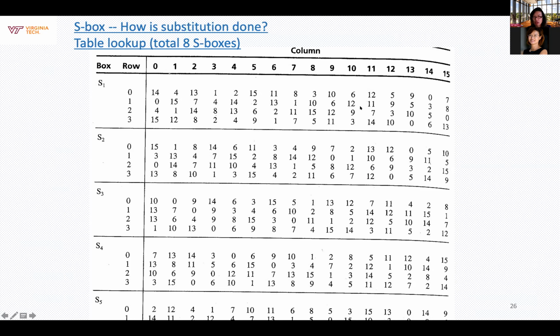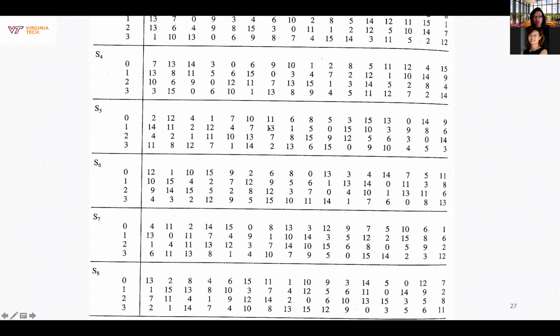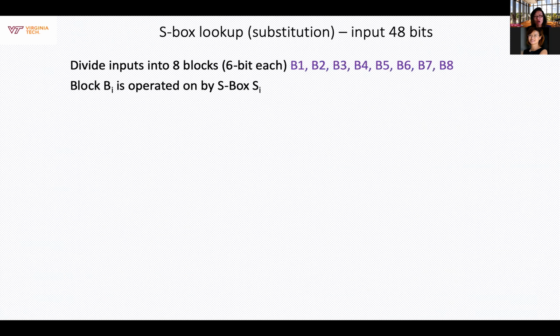What does that mean? We have 8 S boxes, and here are some more S boxes. How do we use it?